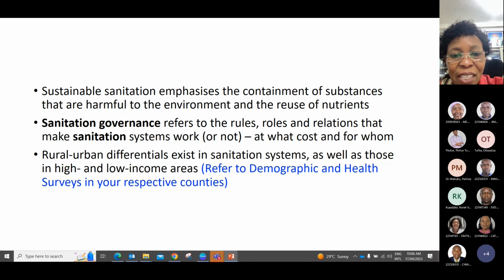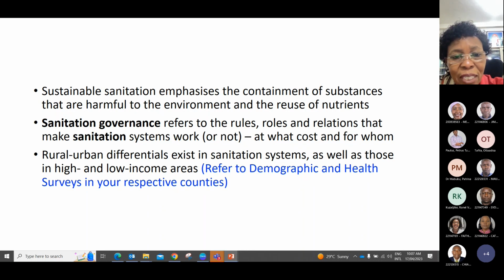Sustainable sanitation emphasizes the containment of substances that are harmful to the environment and the reuse of nutrients. Because we all know whatever we use that is in the form of liquid or fluid finally finds its way into the aquifer or water bodies. So we have to ensure that we safeguard our environment by containing the substances that are harmful to the environment and the reuse of nutrients.